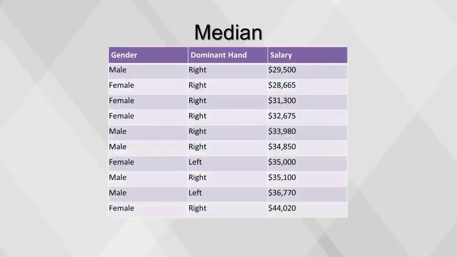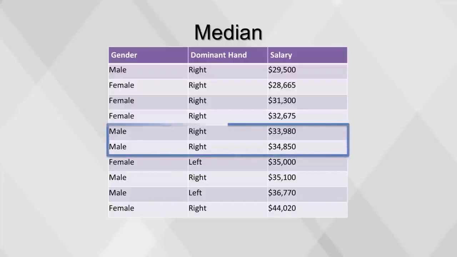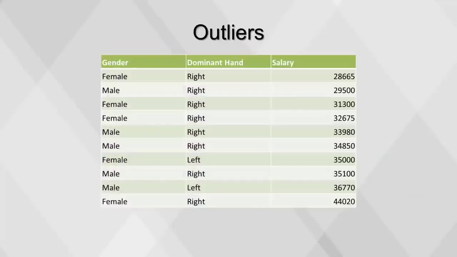If there are an odd number of rows, there is one middle value. If there are an even number of rows, there are two middle values, and the median will be the average of these two values. Here we sort the table by salary, then find the average of the two middle values by adding $33,980 to $34,850 and dividing by 2 to get $34,145. Values that fall outside of the normal range of the rest of the observations are called outliers.